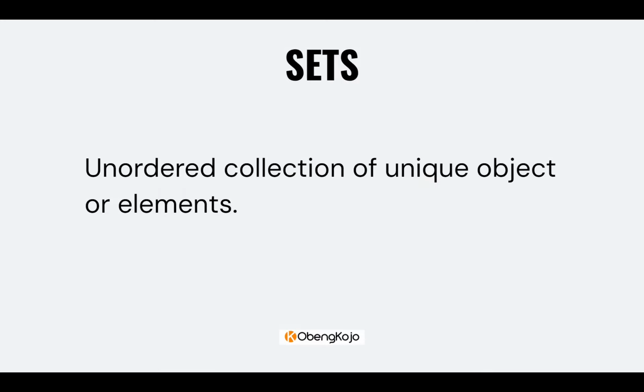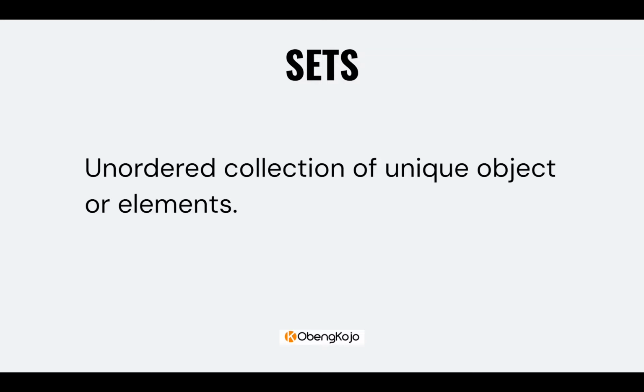So sets are an unordered collection of unique objects or elements. Unordered means that items within sets are not indexed. They are not sequential and therefore cannot be accessed using indexing and slicing. The next thing is that they are a collection of unique objects. What it means is that within a set, we can't store the same item twice. Every item in a set must be unique.